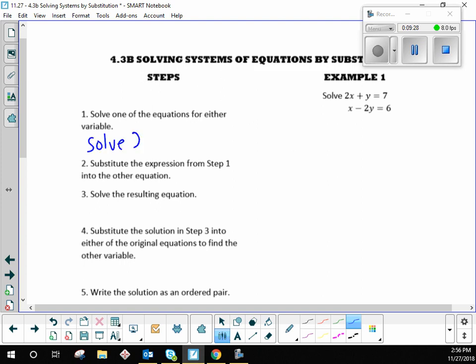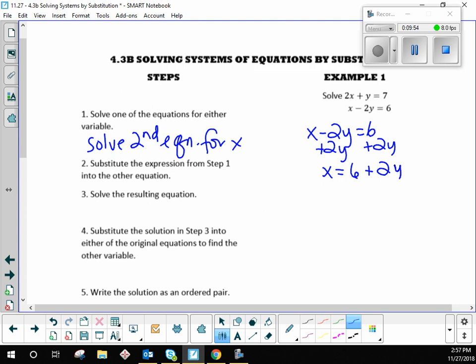So here's what we're going to do for step 1 on this problem. Solve the second equation for x. Okay, and how do I do that? What do I do to both sides? I have this second equation. I want to solve for x, which means get it by itself. We do the opposite, which is add to both sides. So x equals 6 plus 2y. Notice I haven't really found a value for x. I've just rewritten this and said that x equals all of this.